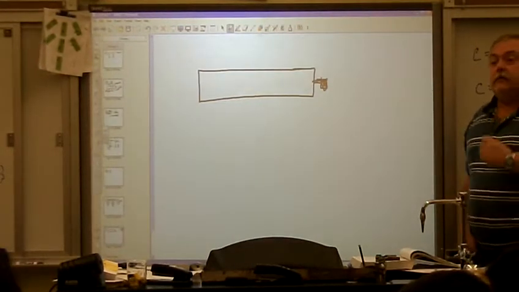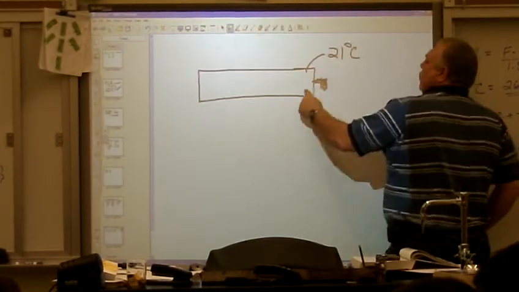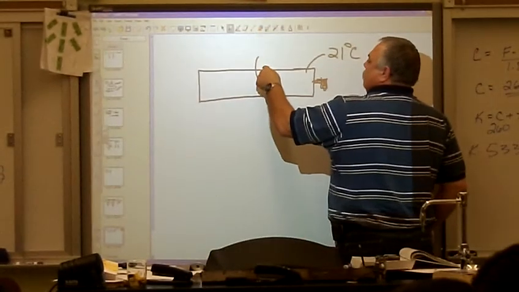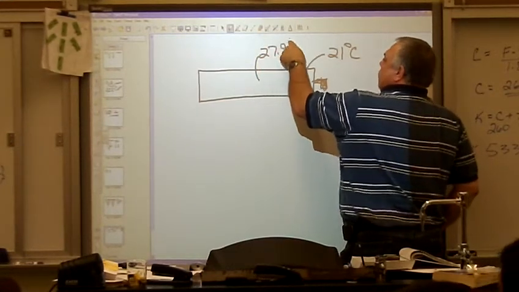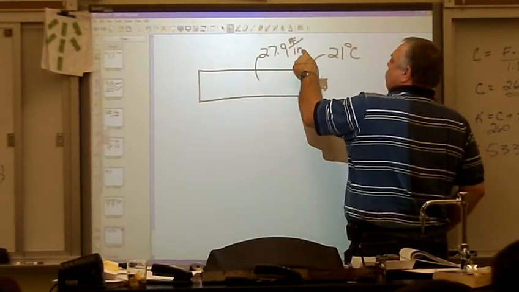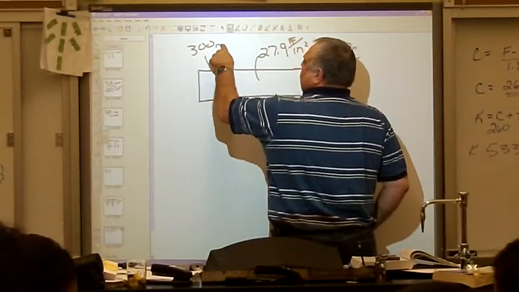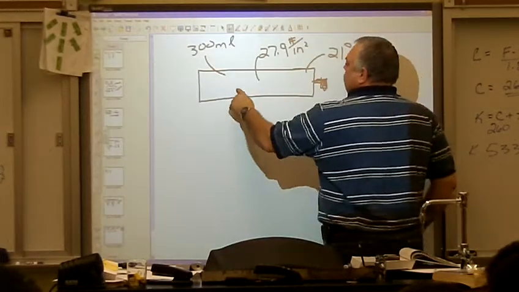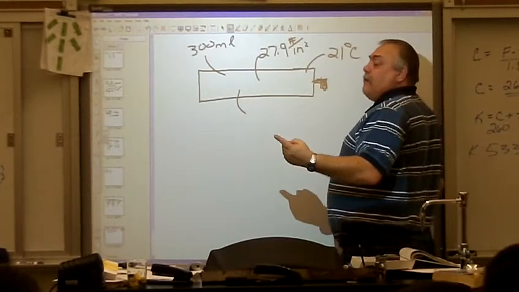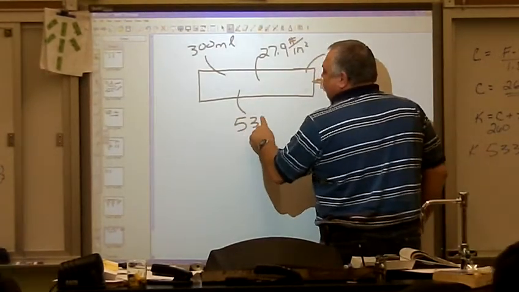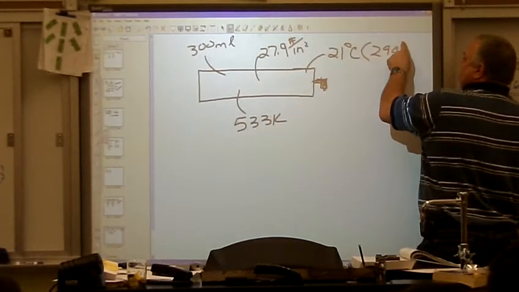All right. Now, here's the things I know. Again, the temperature here was 21 degrees Celsius. The pressure inside here was 27.9 pounds per square inch. I said that the original volume of this container was 300 milliliters. And I told you that the temperature was going to go up to 500 degrees Fahrenheit, or we did figure out it's 533 Kelvin. Right. So I'm going to leave this as 294 Kelvin to begin with.